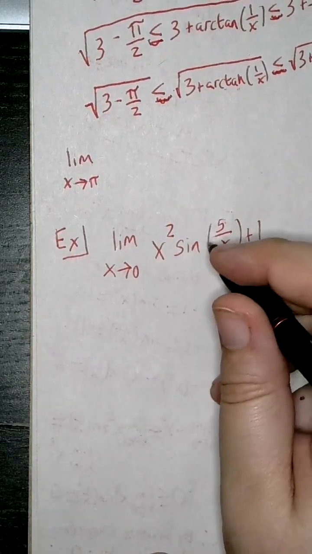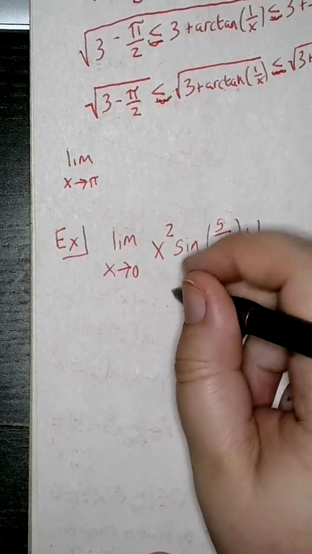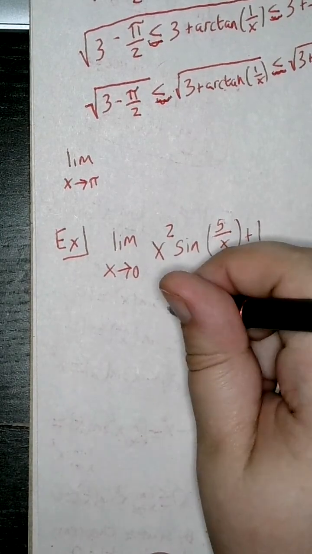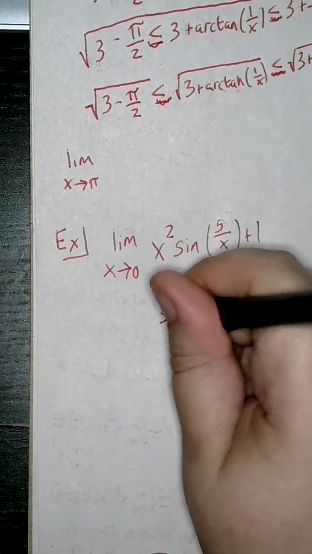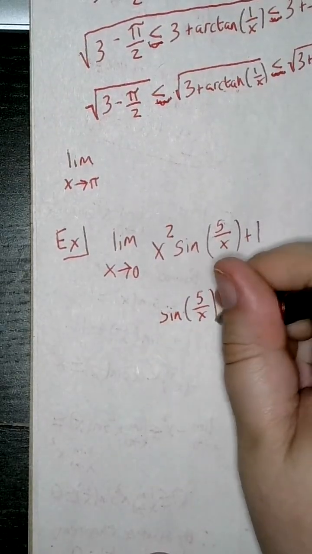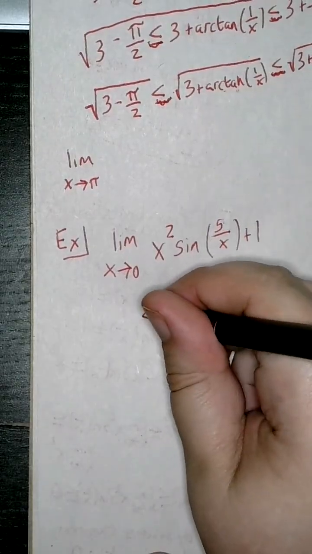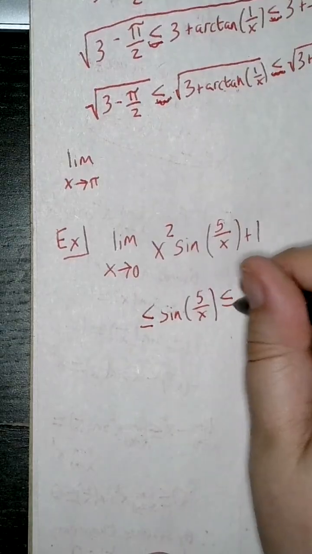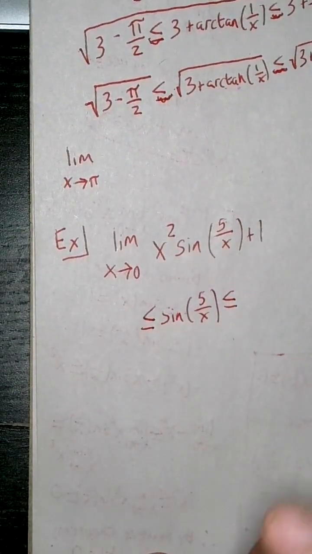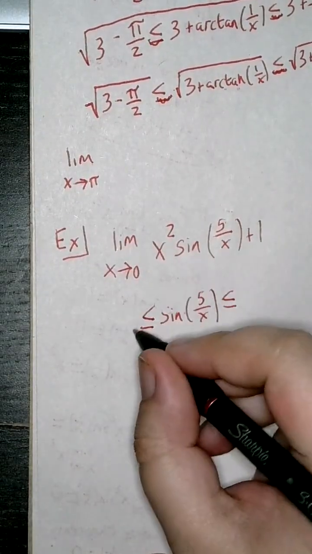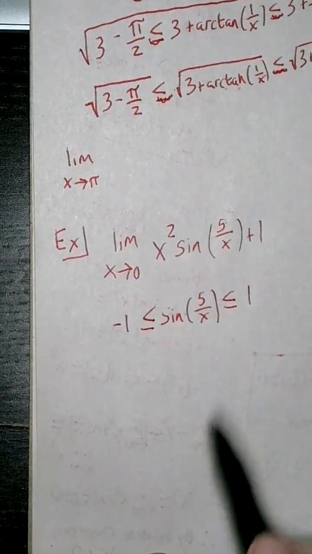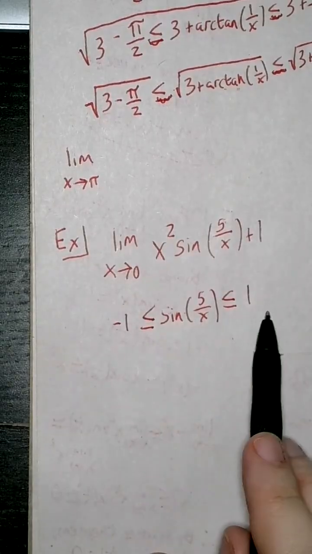So, remember that sine is a bounded function. So I'm going to have sine of 5 over x is less than, or yes, good job. Let's try that again. Is this calculus? Absolutely. This is calculus. So it's going to be between -1 and 1. Because remember, the sine is bounded between -1 and 1.